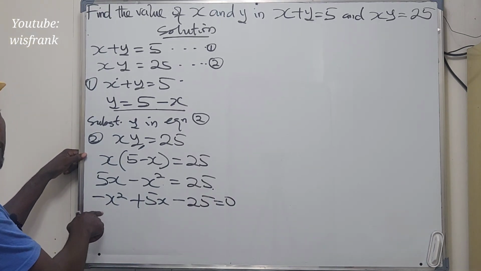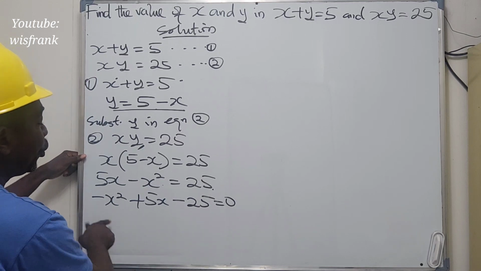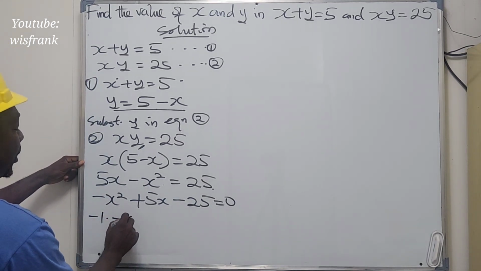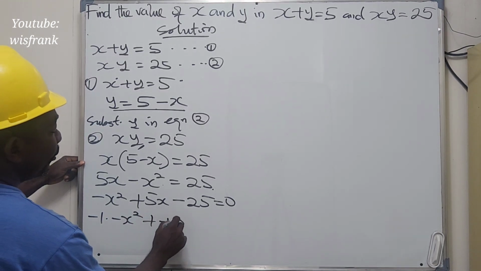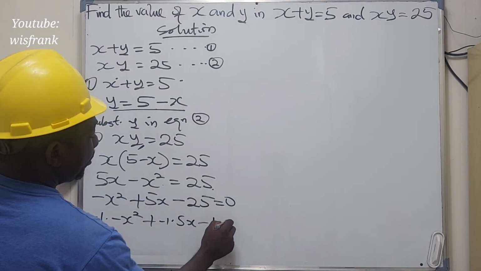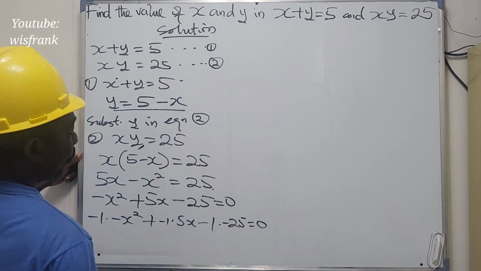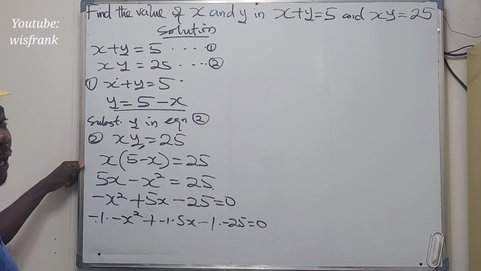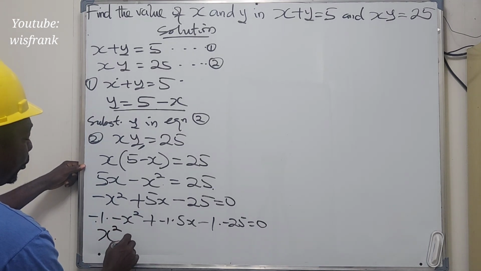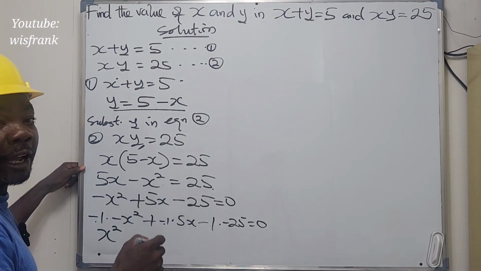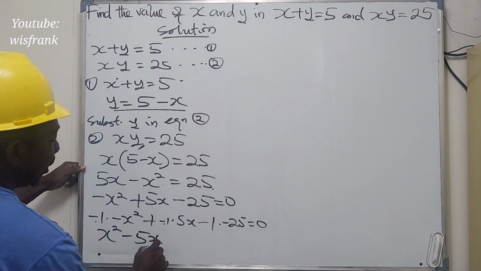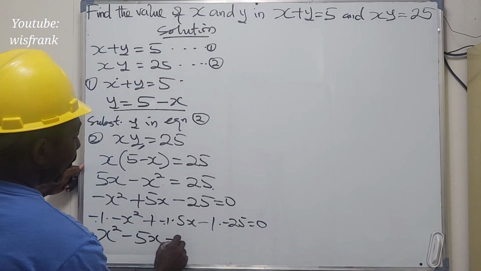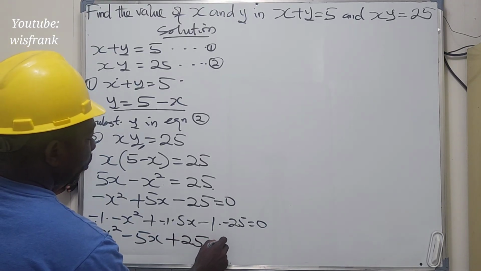So for us to do away with this negative sign, what we are going to do is multiply all through by minus 1. So this will become minus 1 times minus x to the power of 2, plus minus 1 times 5x, minus 1 times minus 25, all equals 0. So minus 1 times minus x to the power of 2 becomes x to the power of 2. We have minus 1 times 5x, which is minus 5x. Minus 1 times minus 25 gives plus 25, all equals 0.